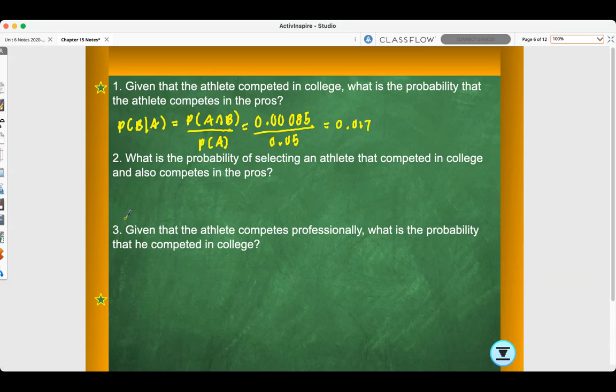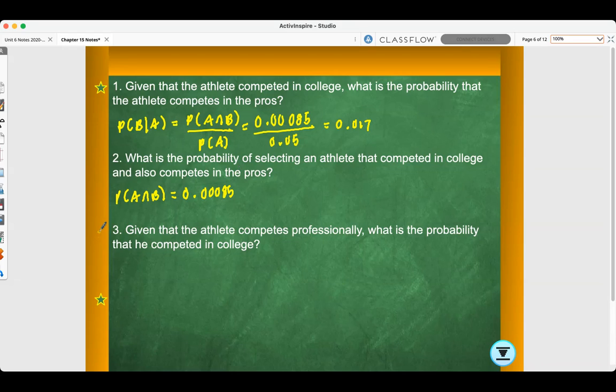What is the probability of selecting an athlete that competed in college and also competed in the pros? So this would be the probability of A and B, which we found using our tree diagram, which was 0.00085.